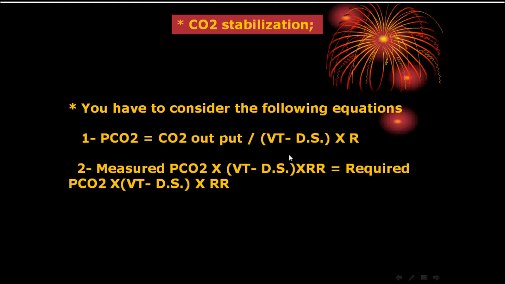Empirical data of what? I put the tidal volume and the respiratory rate, and by this formula I can adjust the ventilator data to the target of the required carbon dioxide. This is the formula: partial pressure of carbon dioxide equals carbon dioxide output multiplied by the barometric pressure, over tidal volume minus dead space, multiplied by the respiratory rate.